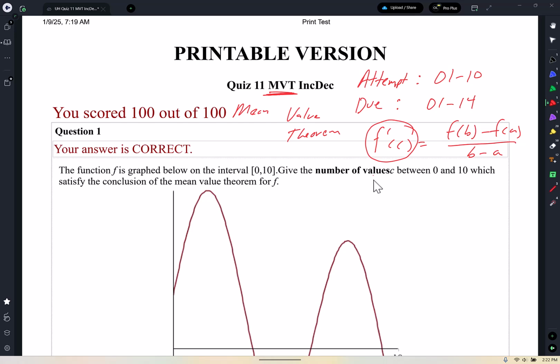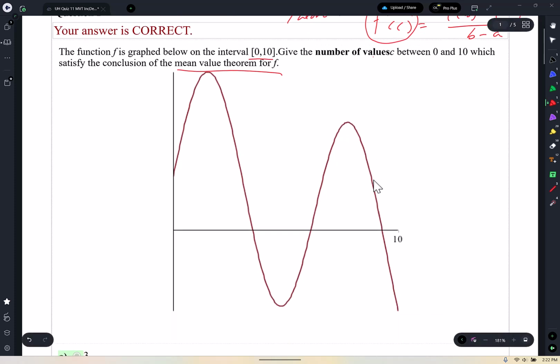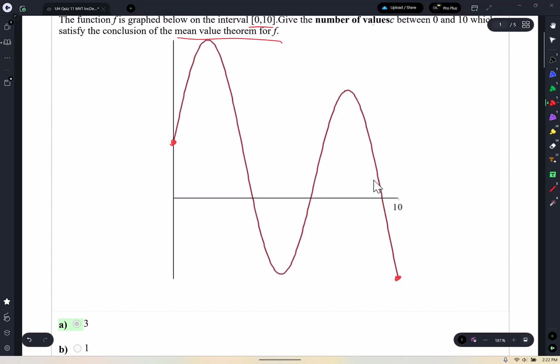All right, so here we go. Number 1, the function f is graphed below on the interval 0 to 10. Give the number of values c between 0 and 10 which satisfy the conclusion of the mean value theorem. So we can use the mean value theorem because you're continuous on the closed and differentiable on the open. Let me just draw the secant line first. Here's your secant line. Can't draw it perfect, guys. There we go. Kind of perfect. There's your secant line. I am looking for tangent lines that are parallel to that secant line.